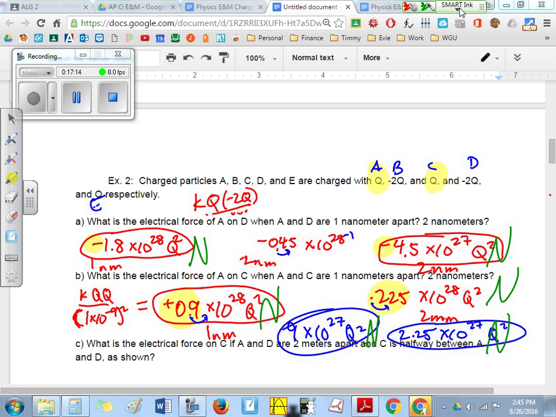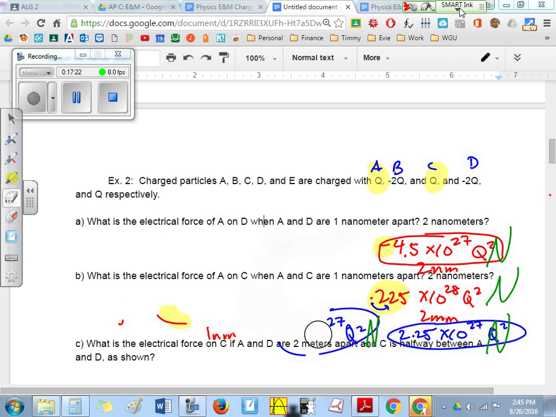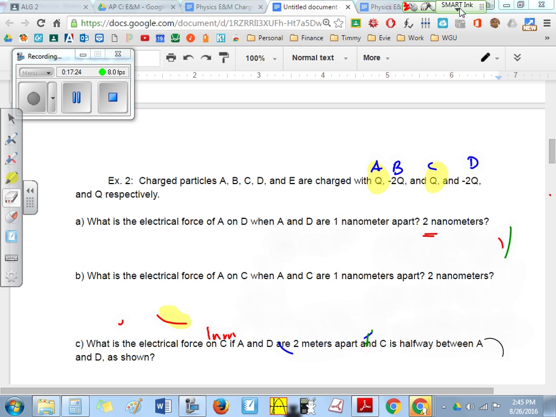Capital N's fine. What is the electrical force on C if A and D are 2 meters apart and C is halfway between them? Okay, so it's getting a little more complicated. We'll talk about that one next time.